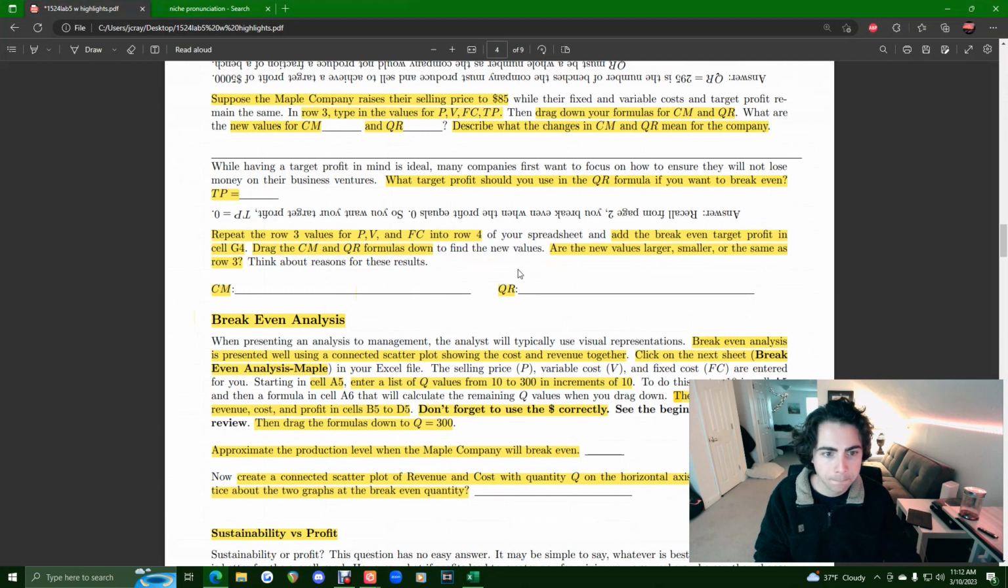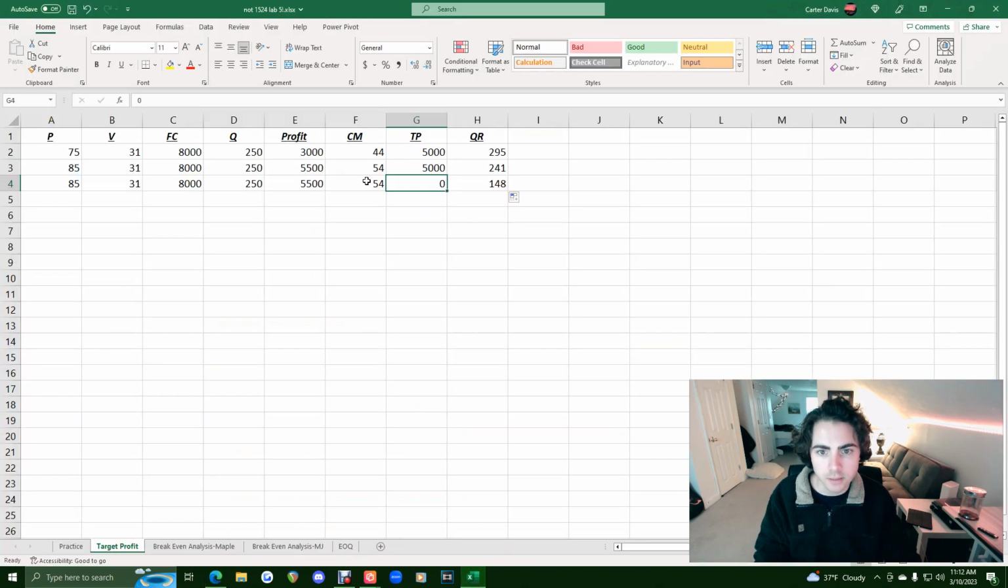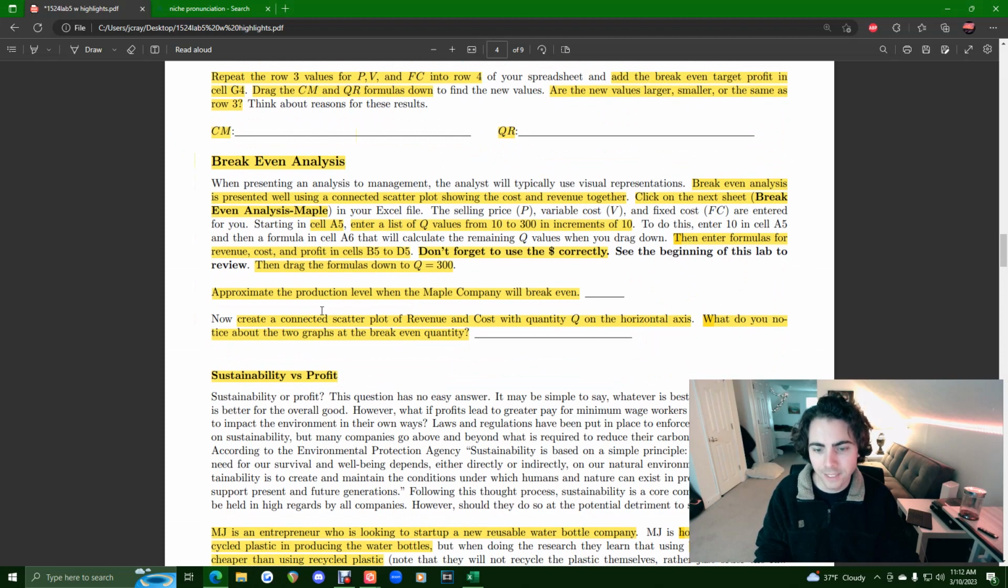Okay. CM would be the same. I don't know if we addressed that. Your contribution margin is still the same because you're still selling things for the same price and they still cost the same to make per unit, so that doesn't change. Okay, break-even analysis. Break-even analysis is presented well using a connected scatter plot showing the cost and revenue together. So we'll get into that as we work through this.